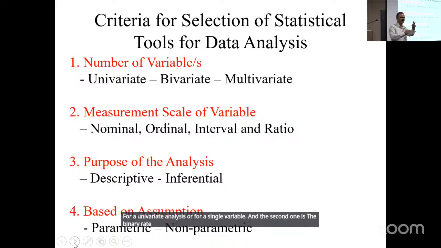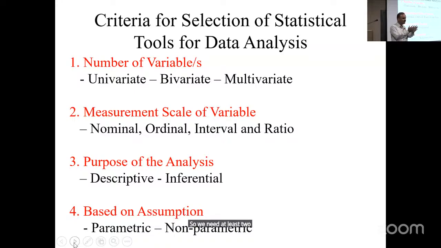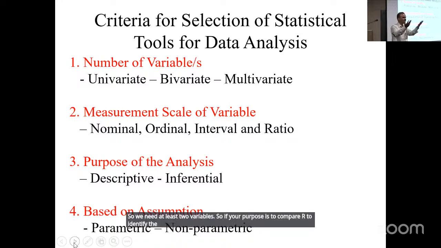And the second one is the bivariate. As earlier we noted, identifying a relationship, comparing variables, cause and effect type of relationship, and so on, need at least 2 variables. So if your purpose is to compare, or to identify the relationship, or to identify the difference, and so on, then you have 2 variables, and the statistical methods related to those 2 variables are known as bivariate analysis.